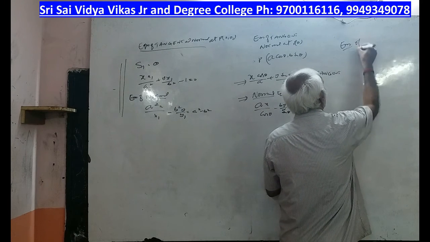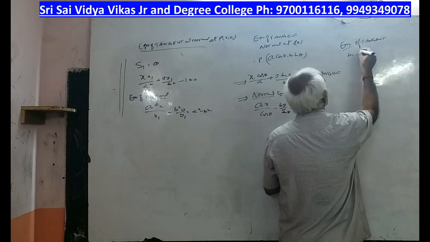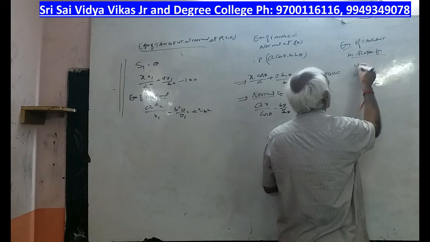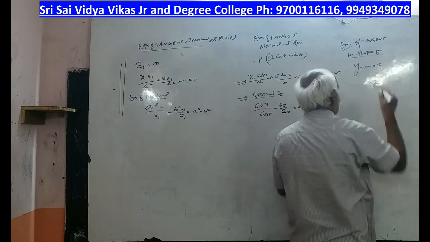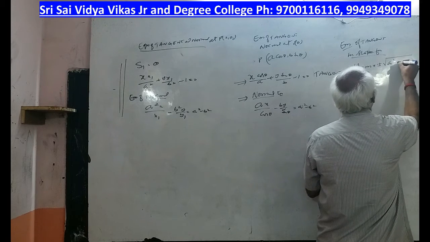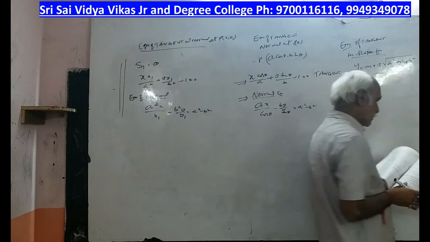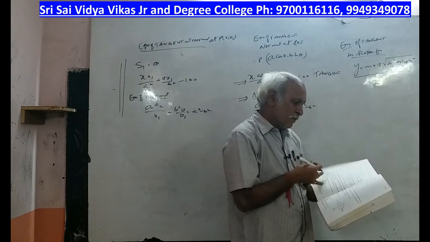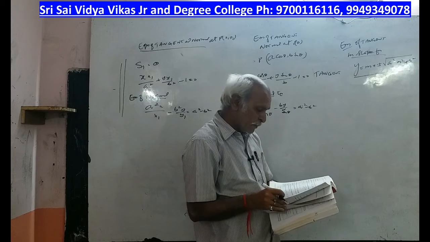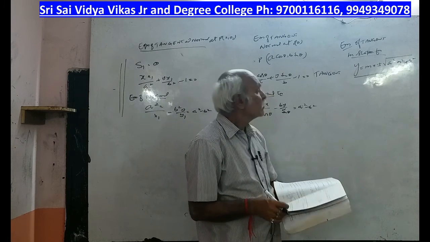And the last one, equation of tangent, only we talk about tangent here, in slope form. y is equal to mx plus or minus root of a square m square plus b square. What is the last formula? y is equal to mx plus or minus root of a square m square plus b square. Right. This is the formula.